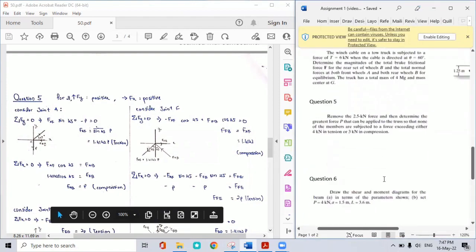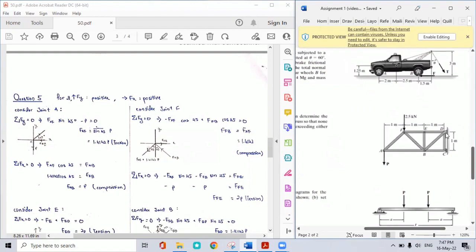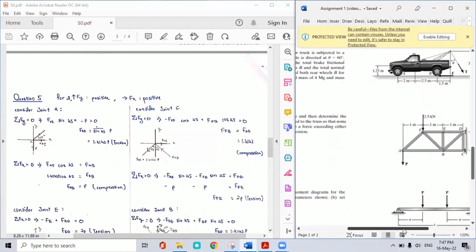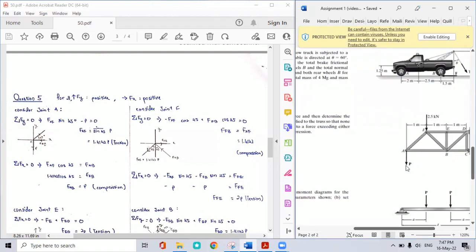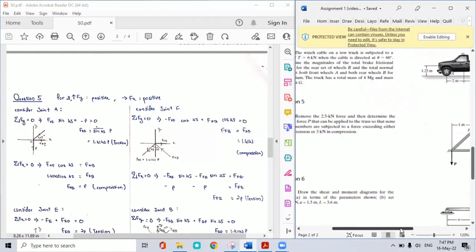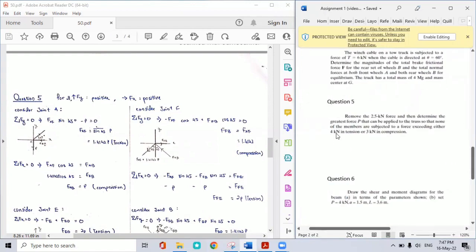The question tells us that firstly, there is a 2.5 kilonewton force, and if the 2.5 kilonewtons is released, how much force will there be at point P? And there is a requirement behind this question, which is 4 kilonewtons in tension and 3 kilonewtons in compression.